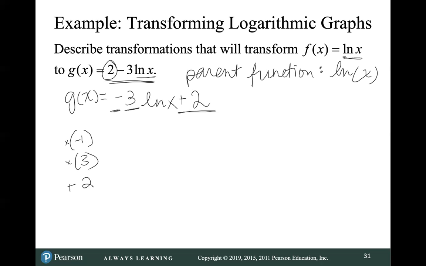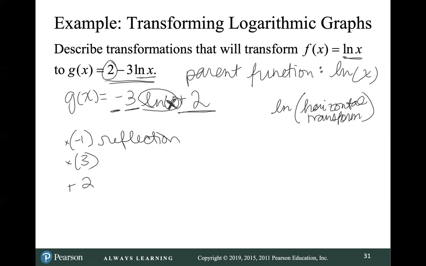Now, I also did that in the same order as if I were to substitute a value for x, I would take care of the parent function first. And that tells me these are all going to be vertical transformations. If this was a horizontal transformation, it would have to be inside of the logarithm. And since nothing is happening inside of the argument, the input for my natural log, all of these transformations will be vertical.